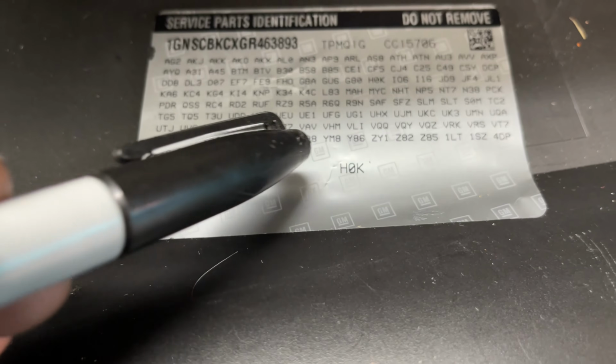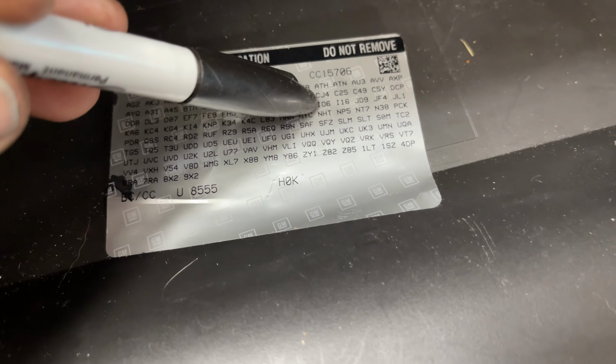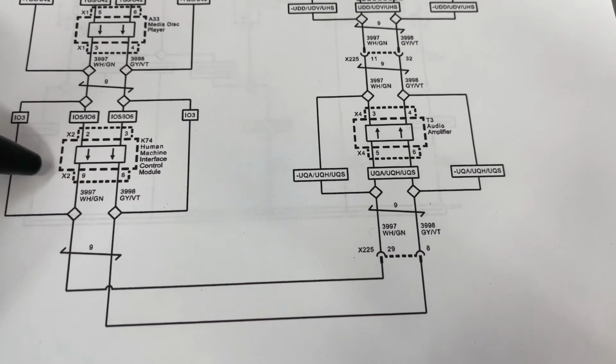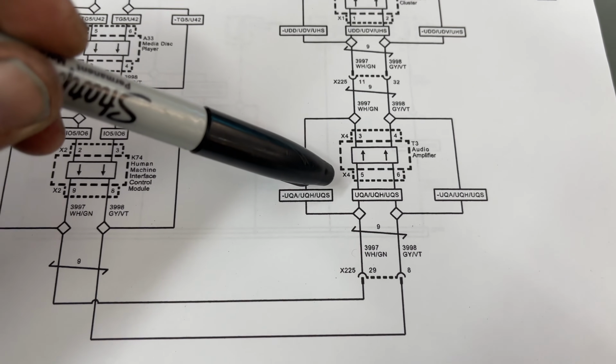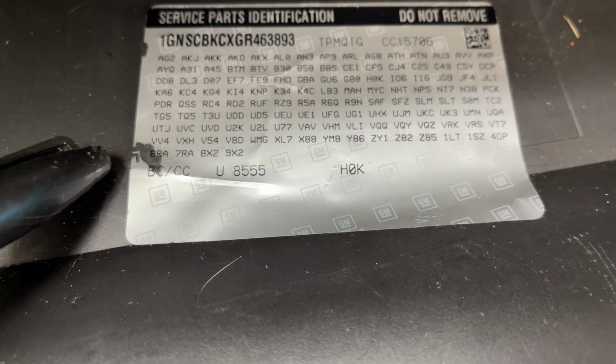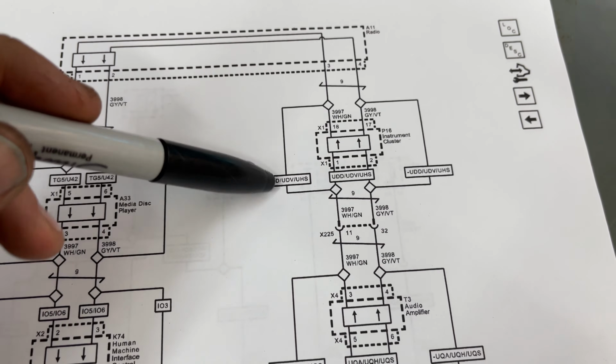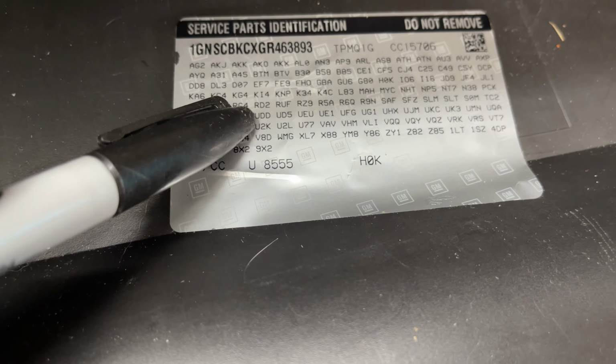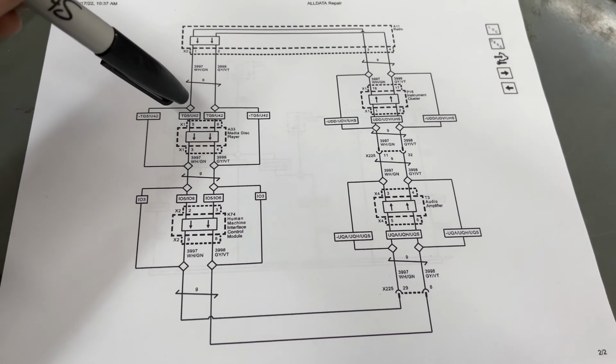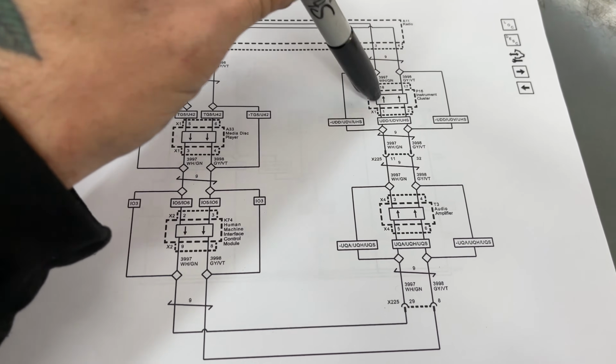Do we have a I06 or 5? Yep, there we go. So we knew we had that one. Audio amplifier, UQA. Do we got a UQA? No. Oh yeah, we do. Over here, UQA. And then of course the instrument cluster, we're gonna have that UDD. Okay, so we've got every one of these on there.